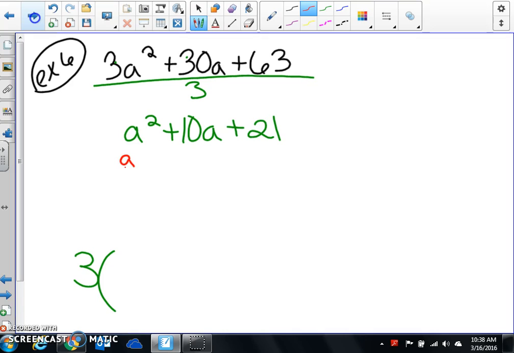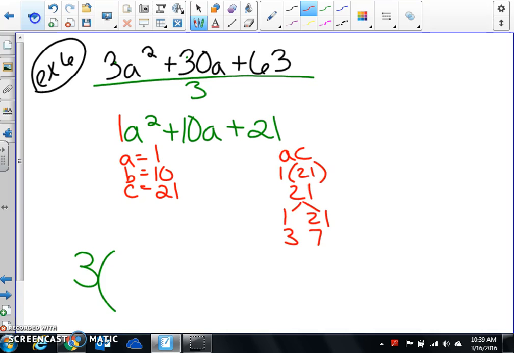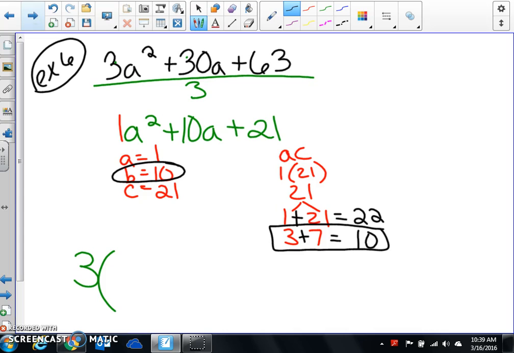So ABC, 1, 10, 21. My AC is 1 times 21, which is just 21. Do my factors, 1, 21, 3, 7. My B is a positive 10. My AC is also positive, so I'm just going to add them up. This gives me 22. This gives me 10. That's the winner. These are going to go in here.